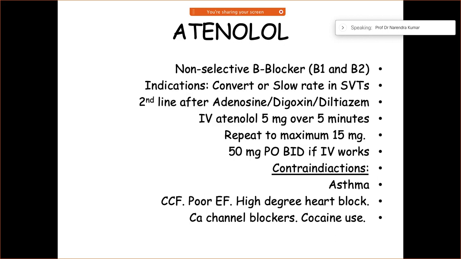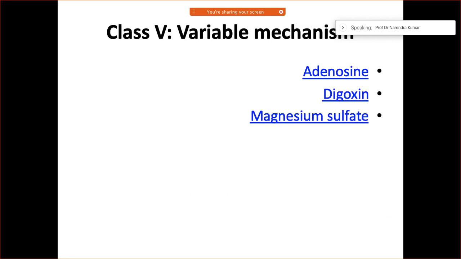There's another favorite drug of a lot of senior physicians, which is not so commonly used, especially nowadays, and that is atenolol. Atenolol is more of a beta blocker. It can be considered a second line drug. So if you have already used adenosine, digoxin, or diltiazem, you can give it. But with a beta blocker, try to avoid it in conditions like asthma or if someone has poor contractility. So you are all aware of the four classes of antiarrhythmic drugs.